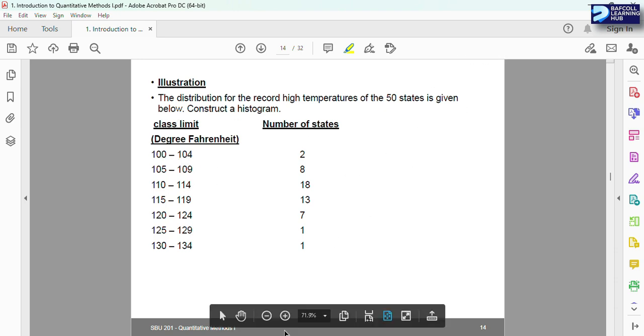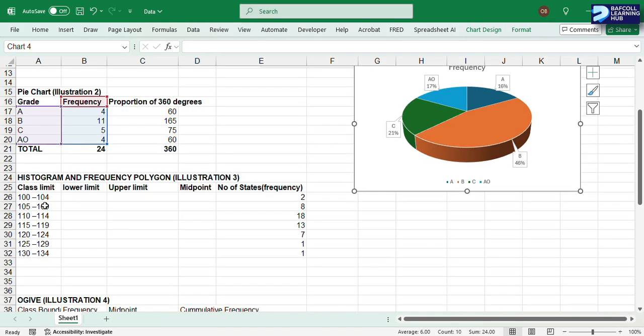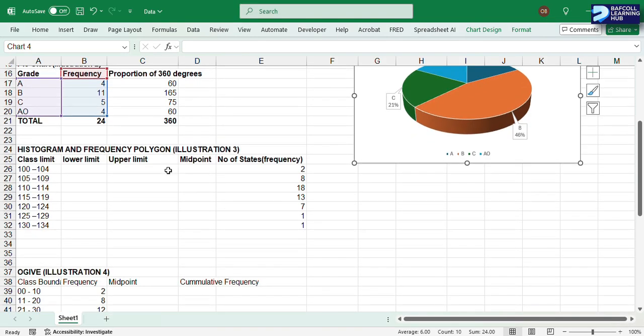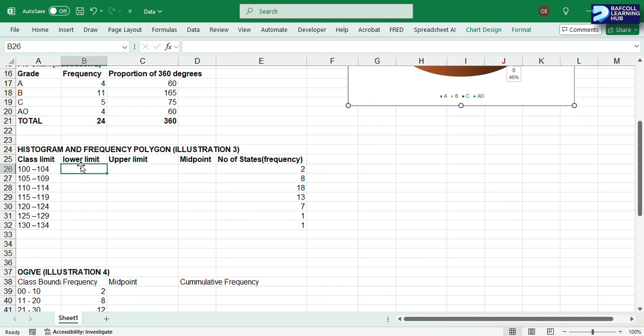Now in presenting data in a histogram, we've been given the number of states, which is the frequencies, and the class limit. We can either go ahead and use the upper limit and the lower limit, or use the midpoint in presenting data in a histogram. Okay, now from the class limit, we can pull out our lower limit. We can also pull out our upper limit. Alright, so our lower limit will be 100.